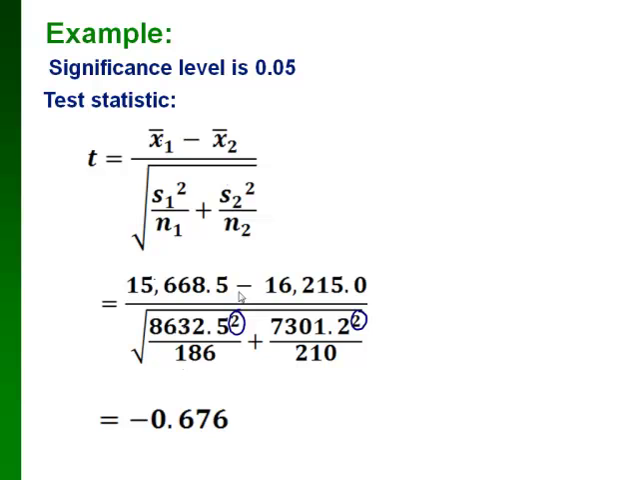And notice that it definitely should come out to be negative because when we're subtracting here, our first sample mean is smaller than our second one. That gives us a negative number in the numerator. So we should definitely get a negative test statistic.